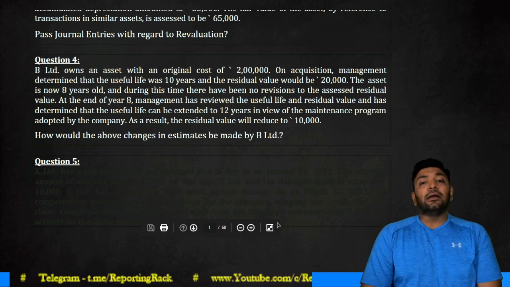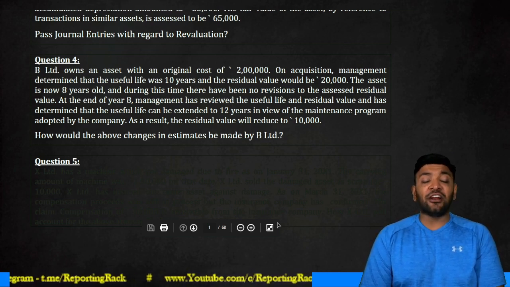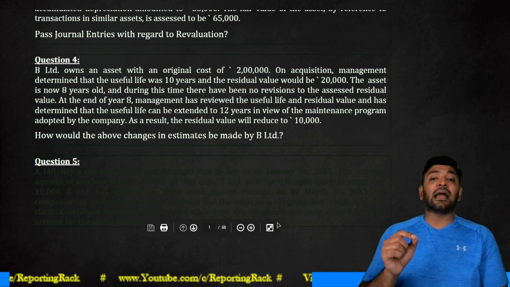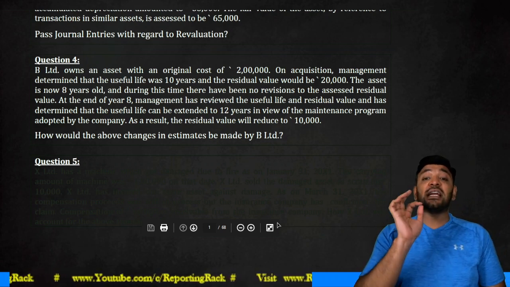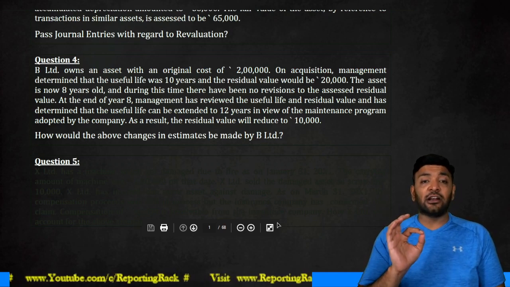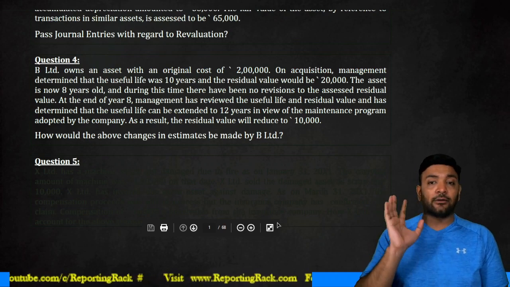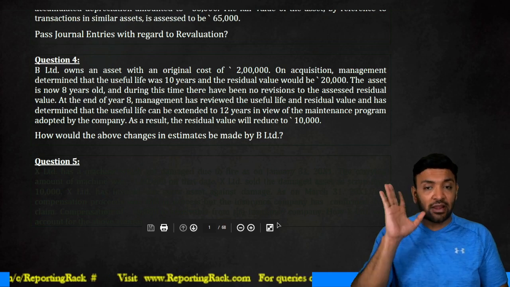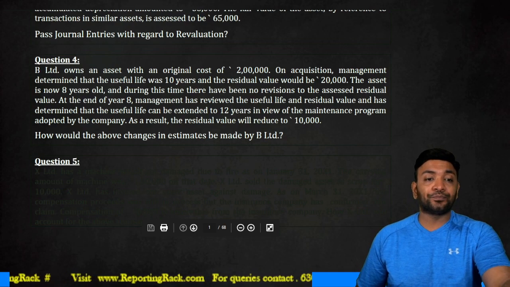Guys, if you look, there are two changes which are occurring here. At the end of 8th year, there is a change in the estimated useful life. At the same time, there is also a change in the residual value. Both of them are change in determinants of depreciation. Since there is a change in determinant of depreciation, they should always be given a prospective effect. No retrospective effect. Here there shall only be a prospective effect. So let us look at the solution on how we solve this.